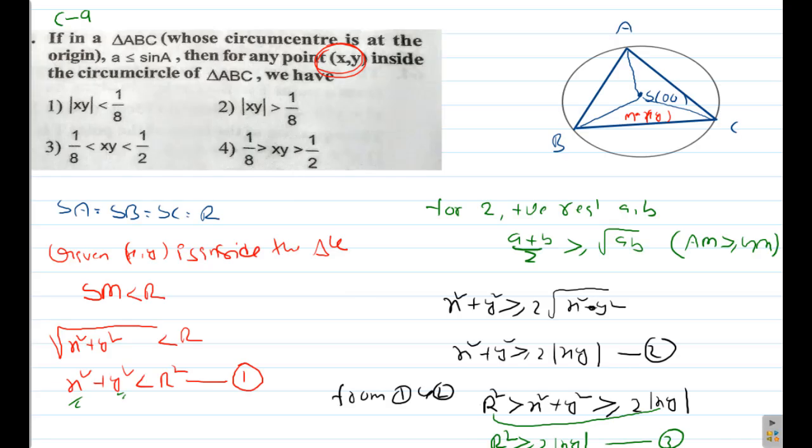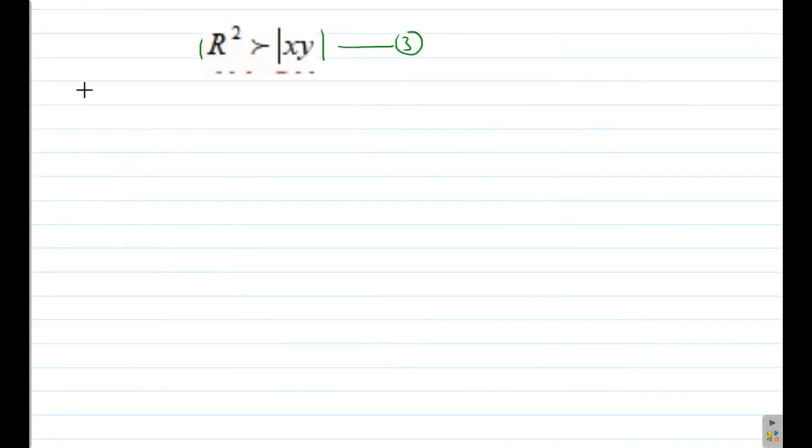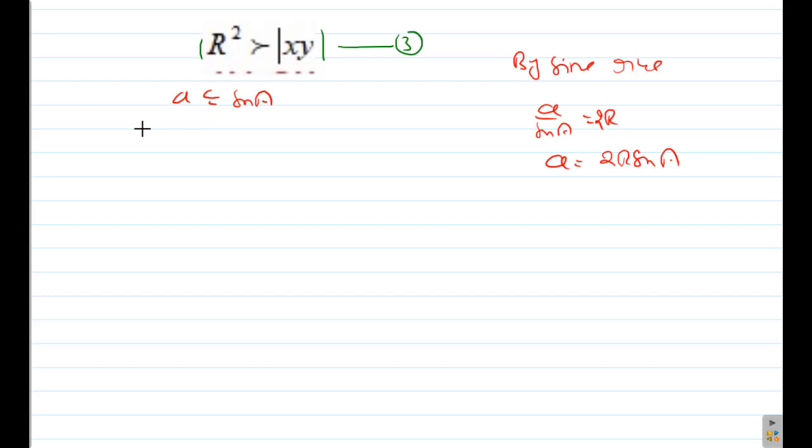Now observe the problem. Something is given here. What is given? Small a is lesser than or equal to sin A. Already you know that by the sine rule, in any triangle ABC, small a by sin A equals 2r, or small a equals 2r sin A. So instead of small a, I can write 2r sin A.